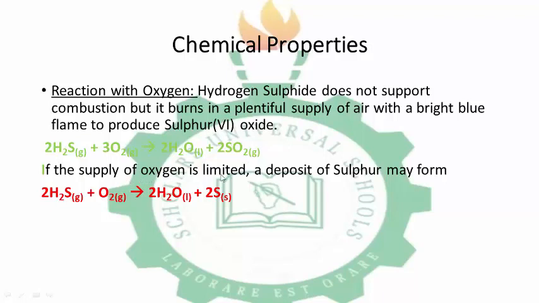Now, if the supply of oxygen is limited, a deposit of sulfur may be formed. Don't forget, in our last class, when I was talking about the occurrence of sulfur, I said sulfur is prepared from volcanic gases and from oxidation of hydrogen sulfide in a limited supply of what? Oxygen. As you can see, sulfur can be prepared in a limited supply of oxygen when it is made to react with hydrogen sulfide gas.